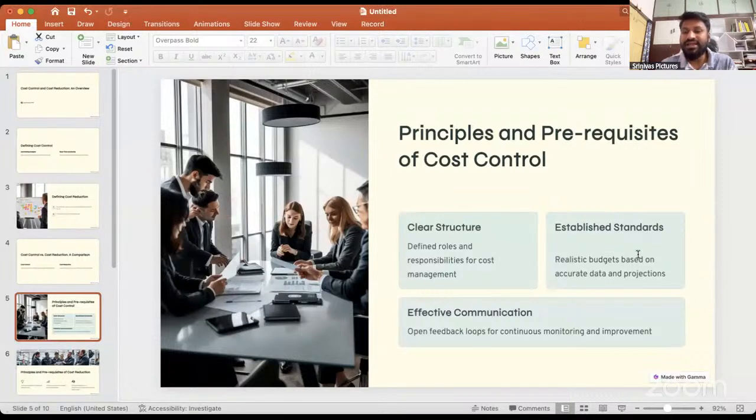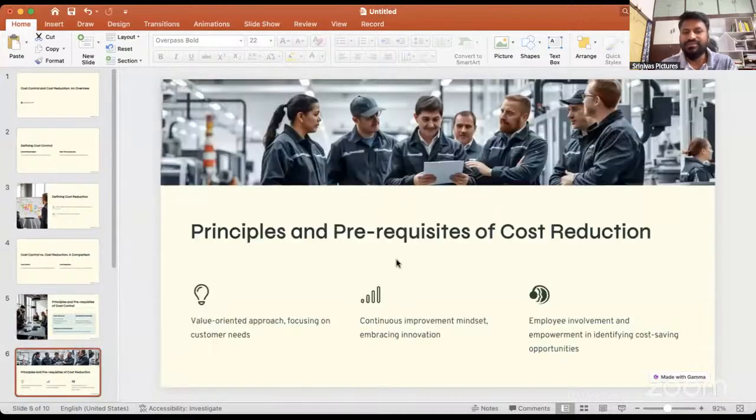And establish standards: a realistic budget based on accurate data of production. So whatever realistic budget is there, based on that accurate data we are going to produce, and so we set the standards. Effective communication: a feedback loop for continuous monitoring of improvement. Effective communication is nothing but communication from top level management to middle level management. We have to give proper communication, so that is also very important. And now, the principles and prerequisites of cost reduction.